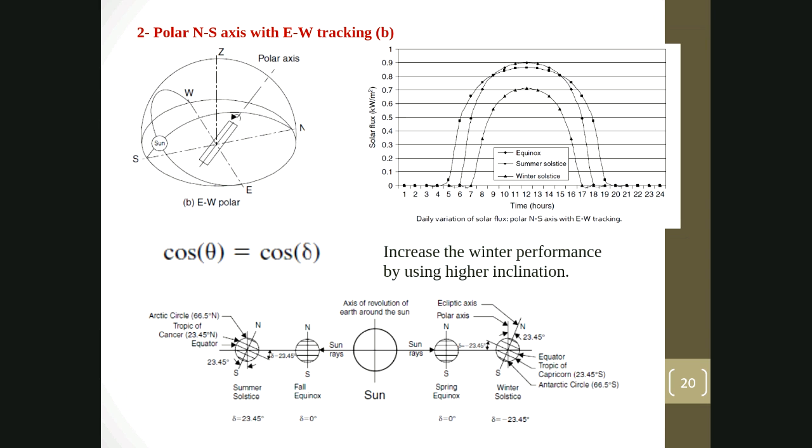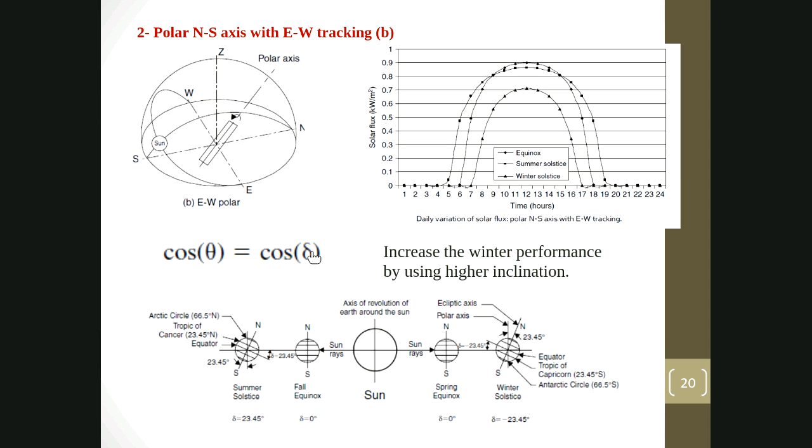The first one we have said for the single tracking, I have three classifications. The first one, if we make the axis of the collector parallel to the polar axis, and the tracking from east to the west, from east to the west. So in this case, the incident angle will be equal to the declination, since the surface will follow the earth. So the incident angle, it's better to make it equal to the declination.